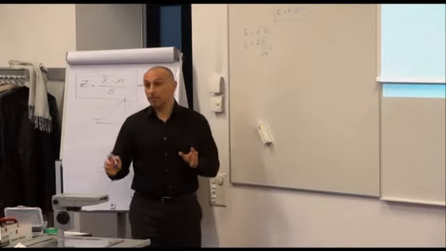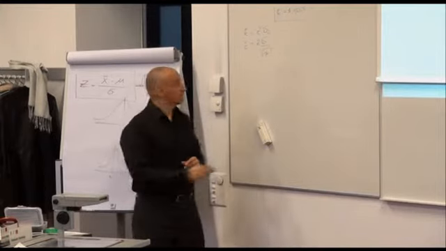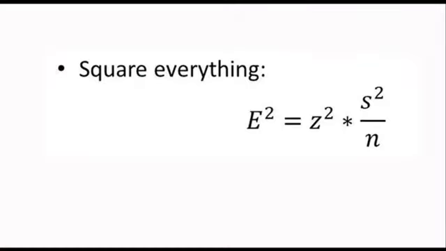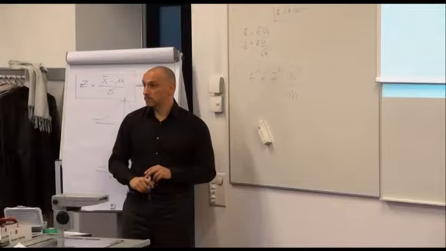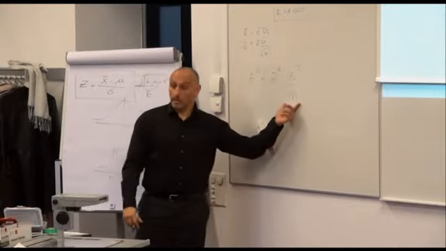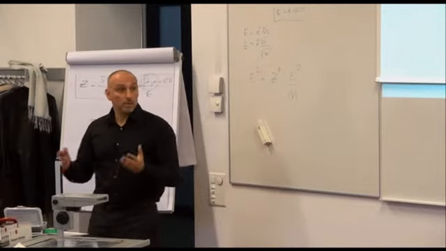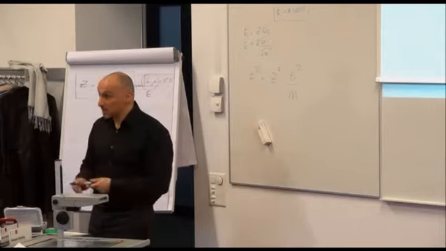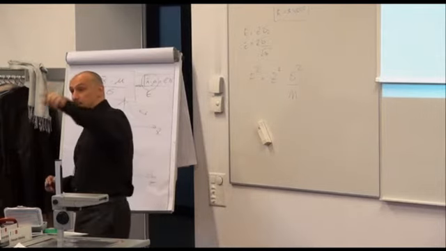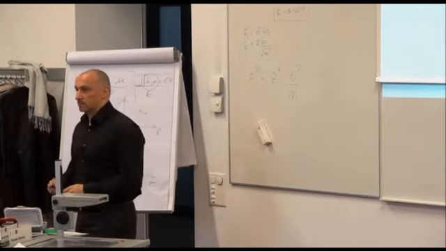So the first thing that I'm going to do is square everything. And so now I have the error squared is equal to the z value squared, the standard deviation of the population squared, divided by n. Why am I squaring? Because I want to isolate n, right? I'd like to find out what is the sample size that will give me a desired error.